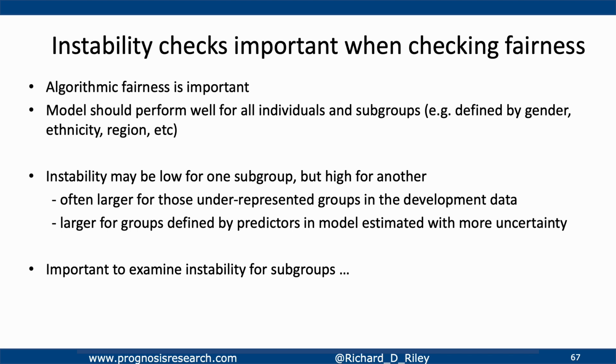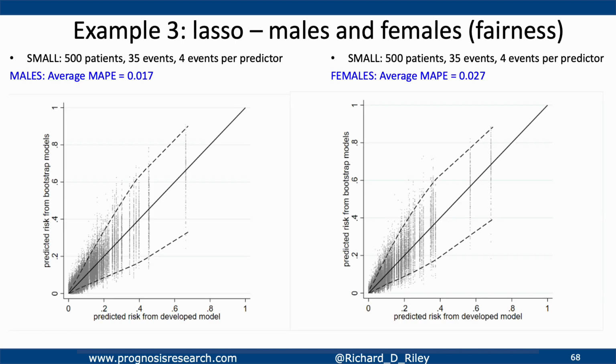So it's important, when we check the performance of our models, to look at instability not just overall but also in subgroups. Here's an example going back to the lasso model. Males and females, we see these prediction and instability plots seem to be quite similar, and the average MAPE is quite similar. So there doesn't seem to be much difference in stability for males and females based on these two plots, but that may be different in other situations where some ethnic groups, it may be very unstable, but in others it isn't.